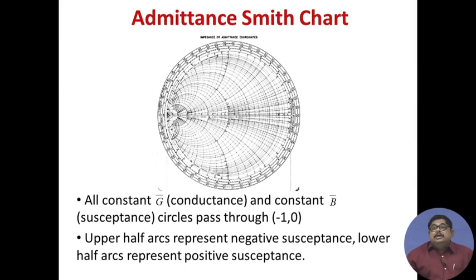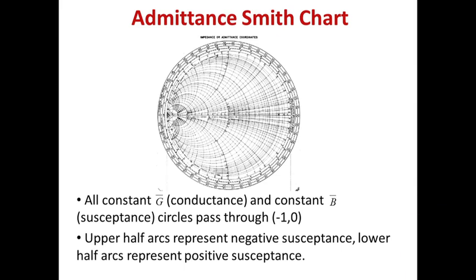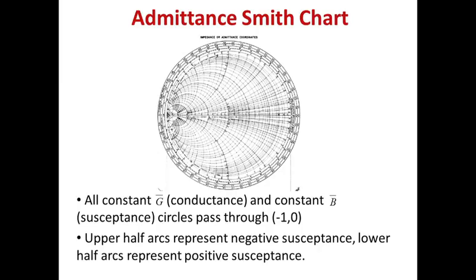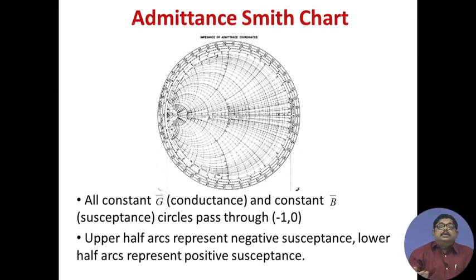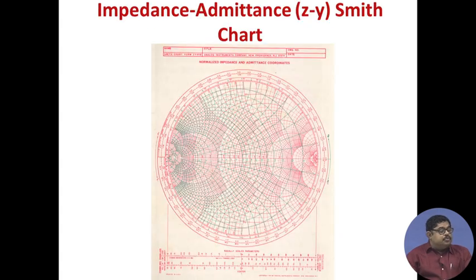Last time it was the right side for the impedance Smith chart, for the admittance Smith chart it is the left side, and here the upper half arcs represent negative susceptance, lower half arcs represent positive susceptance. So, these are the only changes you should note if you have an admittance Smith chart. The same point you can find out either by the admittance Smith chart or by the impedance Smith chart. We will see an example in the tutorial how to do this.